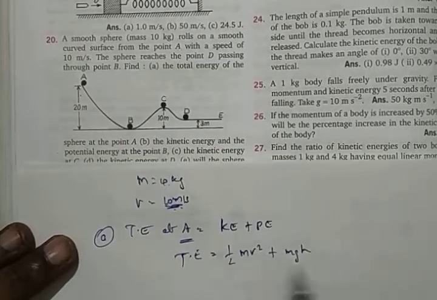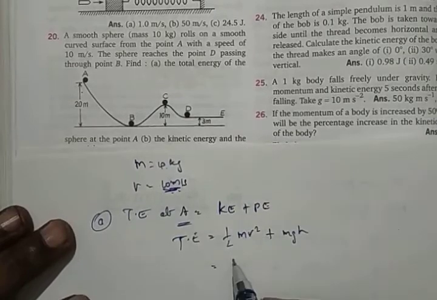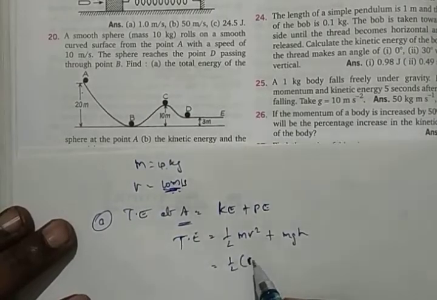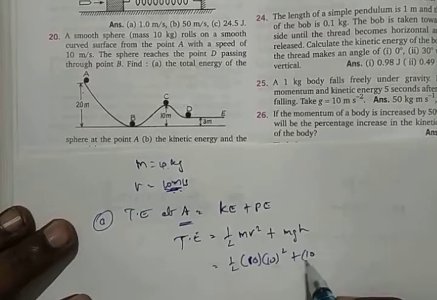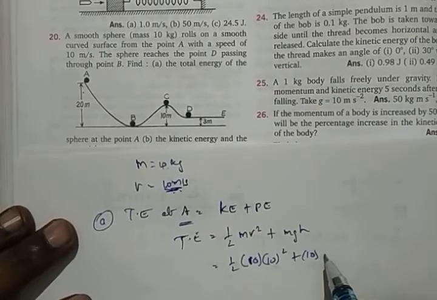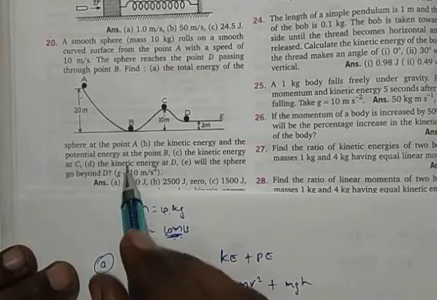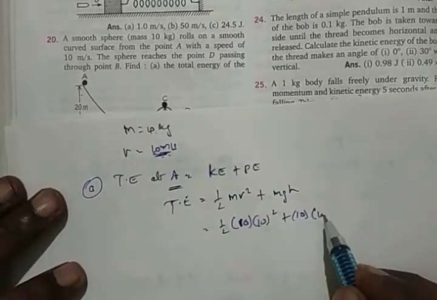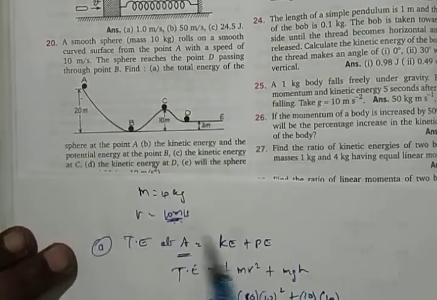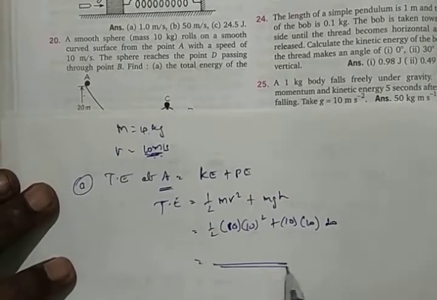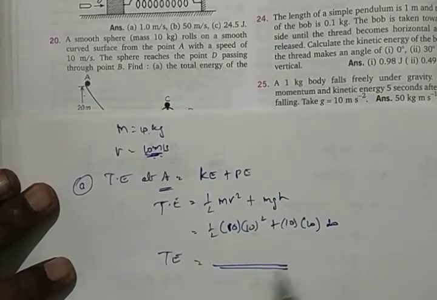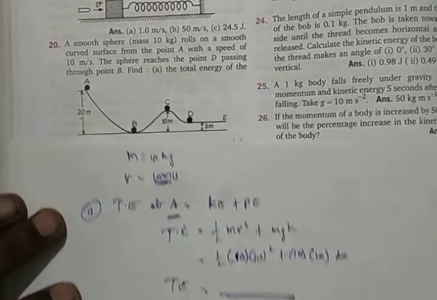So you need to do it together. Half into 10 into 10 square plus 10 kg is the mass, and g is going to be equal to 10, which is given here, and what is the height here? 20 meters. So you will get the total energy as an answer. So do this one, be part of it.